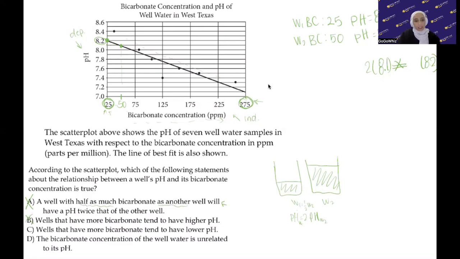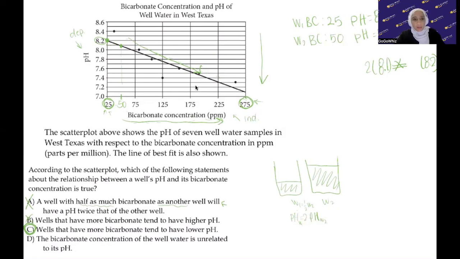Then we look at C. C says wells that have more bicarbonate concentration have lower pH. So as I increase the bicarbonate concentration, my pH goes down. We already talked about that in the beginning: this is a decreasing or negative slope. The y value, in our case the pH, is decreasing over an increased bicarbonate concentration. So this one indeed is our answer, part C.